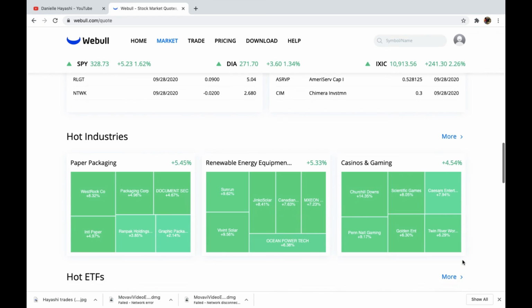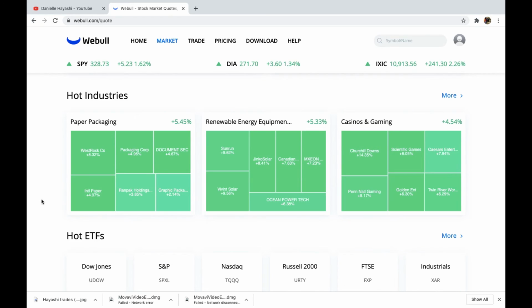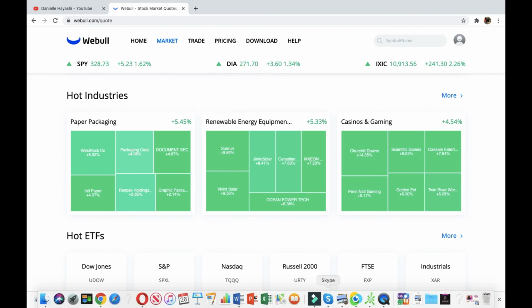And now here, this is great too. It's talking about the hot industries that are in the market currently. And it's showing that there's paper packaging, renewable energy. I think one of these is SUNW, okay, and then of course casinos and gaming. Penn actually did amazing this week. It was just on a steady climb up, a strong uptrend.